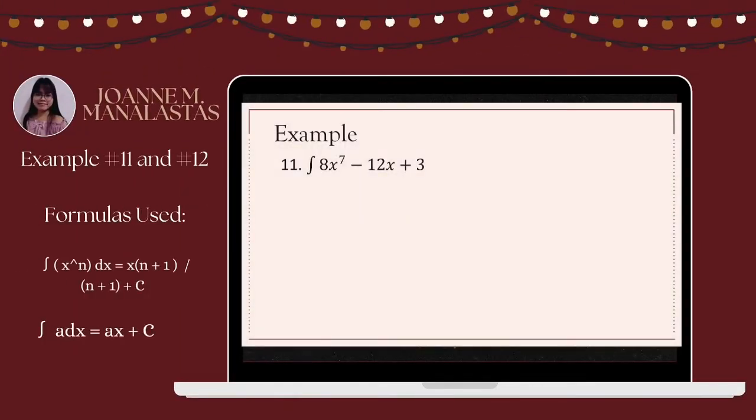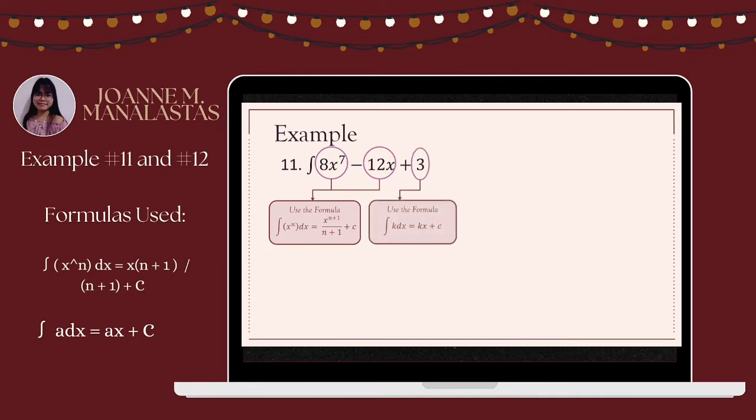Hello everyone, I'm Joanne Manilastas and I'm assigned to examples number 11 and 12. For example number 11, we have 8x raised to 7 minus 12x plus 3. For 8x raised to 7 and 12x, we will use the formula: the antiderivative of x raised to n is equal to x raised to n plus 1 all over n plus 1 plus c. For 3, we will use the formula: the antiderivative of k is equal to kx plus c.